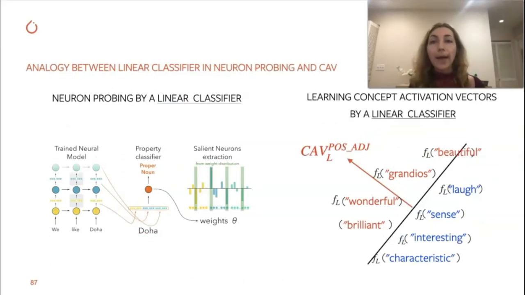Now, if we look back to the concept analysis using neuron probing by a linear classifier and CAV, we realize that they are very similar. In both cases, we train a linear classifier to estimate concept relevance based on the learned weights of the linear model. There are certainly also some differences. For example, the neuron probing classifier considers neurons across multiple layers when training the classifier, and CAV considers the neurons of one given layer L. Nonetheless, these two techniques share similar ideas.